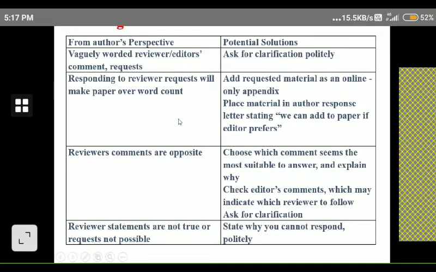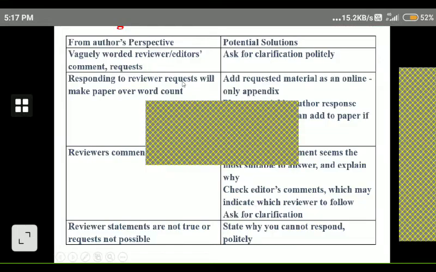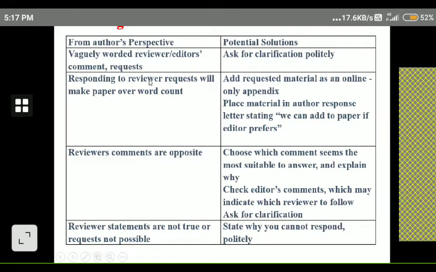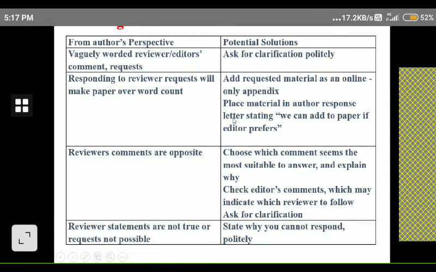Handling difficult reviewers. Every time authors read their comments, they may think the reviewer's or editor's comment or request is vaguely worded. They feel that the reviewer has not written his questions very clearly. The requests are vague; it is not clear what you want to ask. Then, if you are feeling that way, you can politely ask and get the response for that.